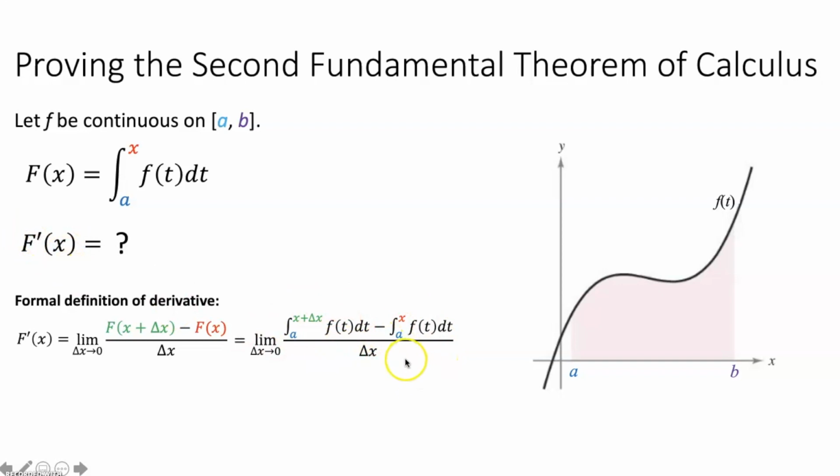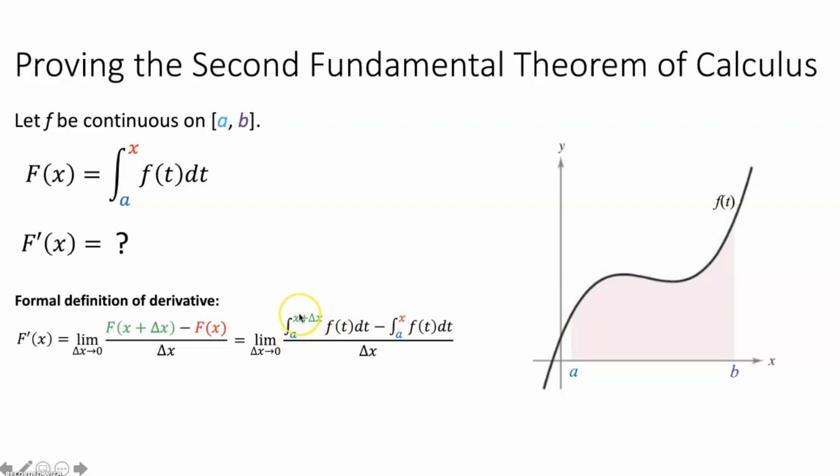So how do I evaluate this limit? Well, I have two definite integrals up here. And if you recall, definite integrals are just areas under the curve from x equals a to x equals x plus delta x, or x equals a to x equals x. So if I find those areas, I can just subtract them and then evaluate the limit, and I will find my derivative.